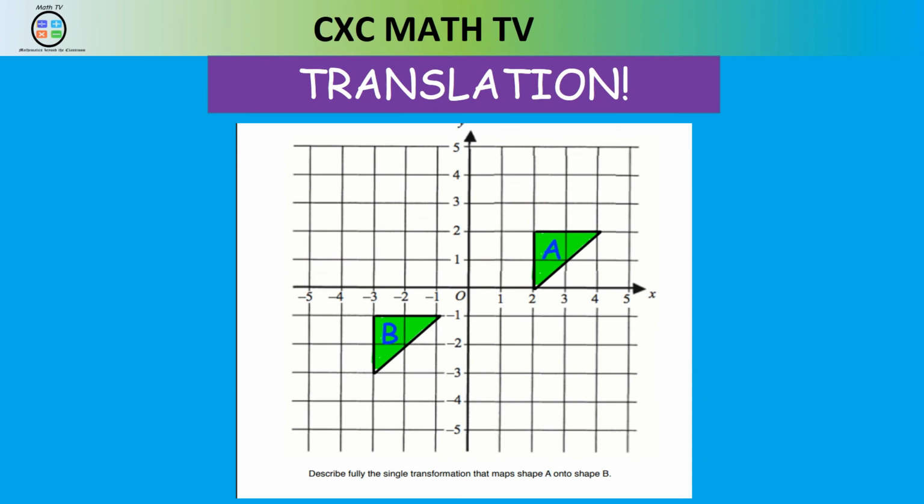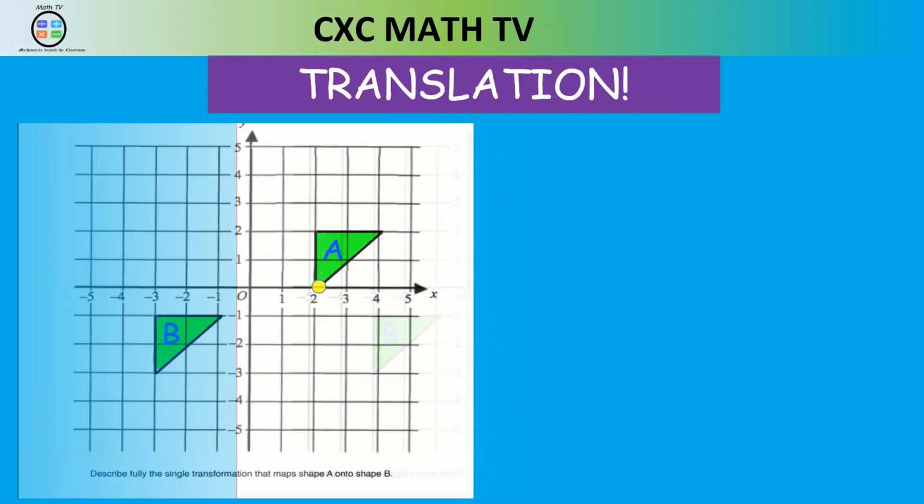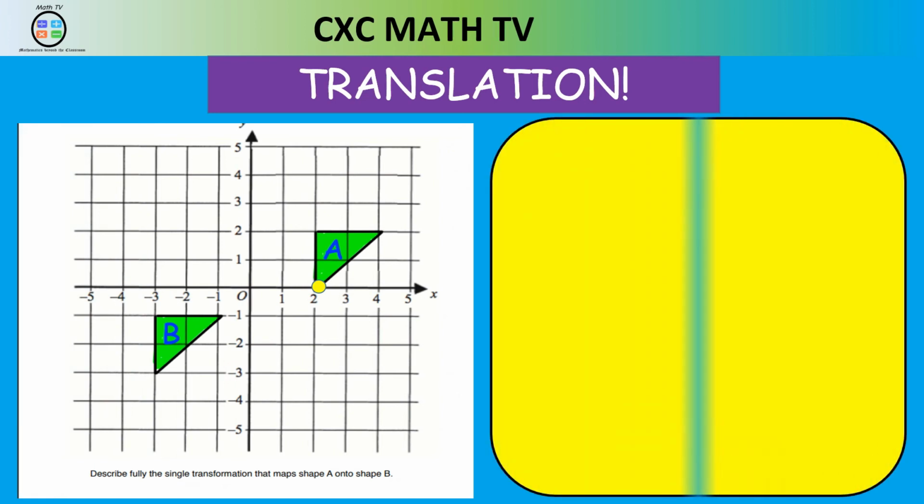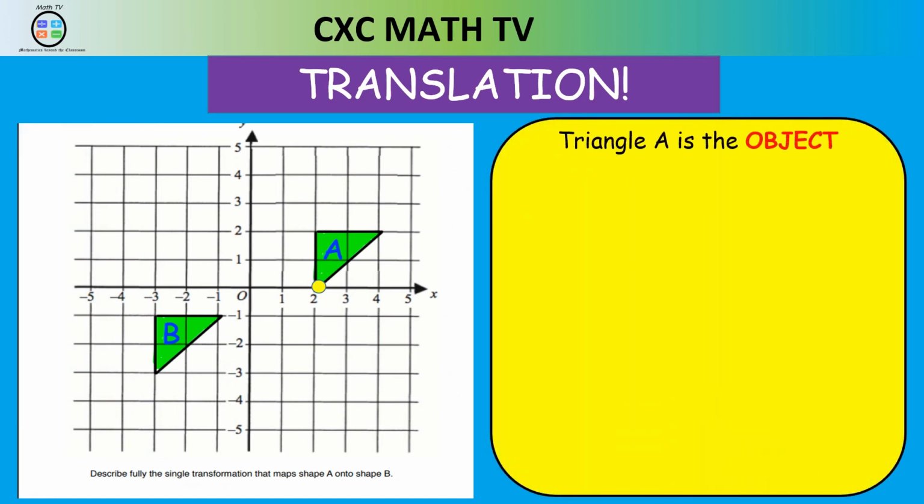Alright, let's look at this question here. It says, describe fully the single transformation that maps shape A onto shape B. So go ahead again and pause the video and attempt. Alright, so we all should be aware now that triangle A is going to be your object. The one that is going to be mapped onto, triangle B, is our image.